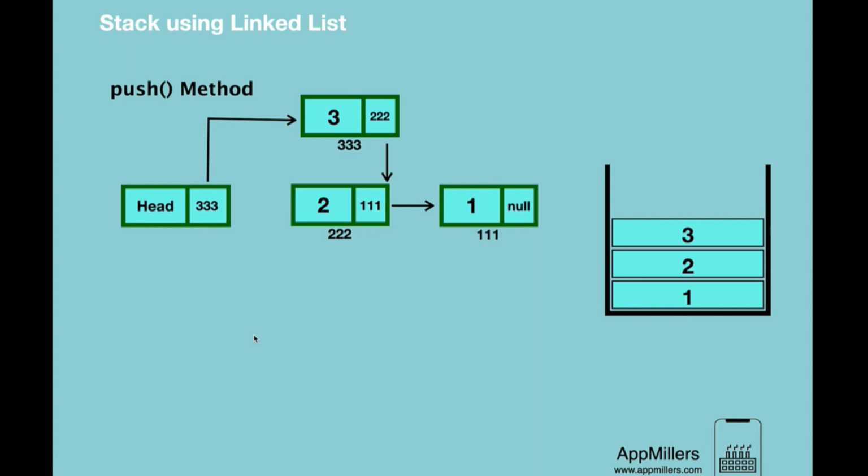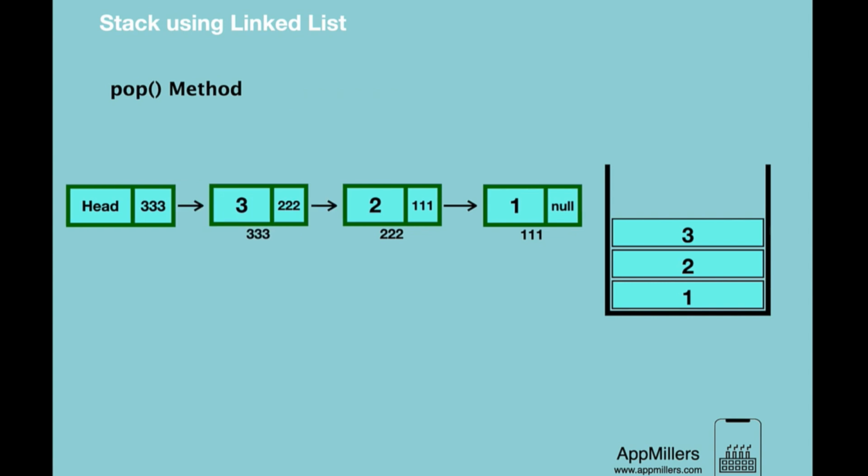Now let's see how the pop method works in a stack. If we want to pop an element from the stack, we know that the last entered element must be removed first. This means that in this case we need to remove the first element from this list. Because when we push an element to the stack, in case of a linked list, we are adding it to the beginning of the linked list. So the first element is always the one which was inserted last. So in this case, if we call the pop method, this node gets out. The pop method will return this node and it will remove this node from here.